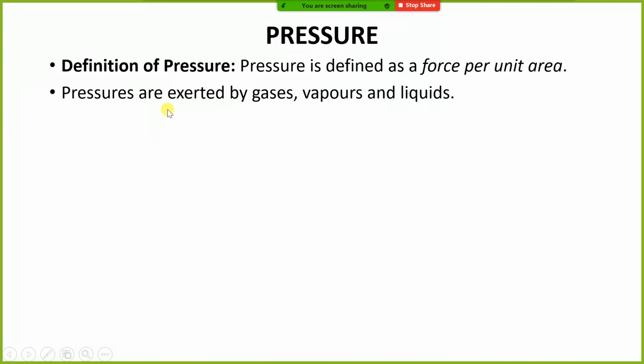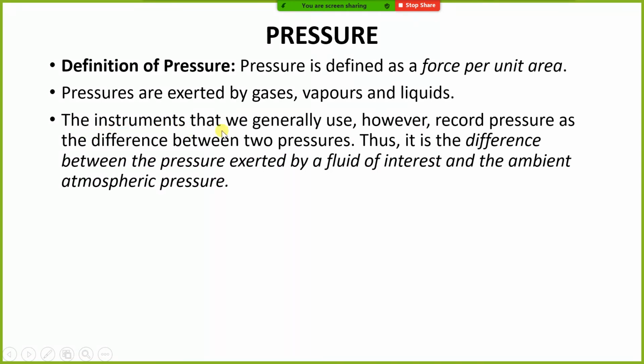Pressure is exerted by gas, vapor and liquid. If the force is exerted by a solid, it is called stress, not pressure. If you apply force on a particular area of a solid block, we call it stress, not pressure.